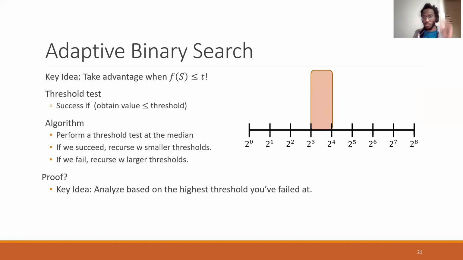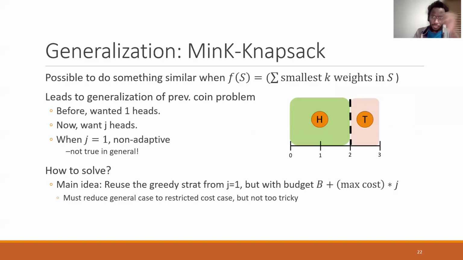Okay, so that's the meta algorithm, and that's the core of our paper here. So now let's look at the generalization, Min-Knapsack. There are a lot of interesting ideas here, and we won't have time to get into all of them, but I invite you to read the paper if any of this sounds interesting. The gist is that it's possible to do something similar in this generalization, in terms of solving this threshold problem.